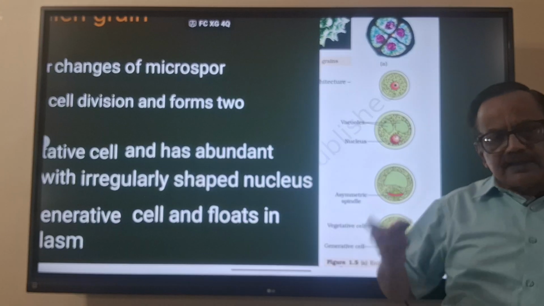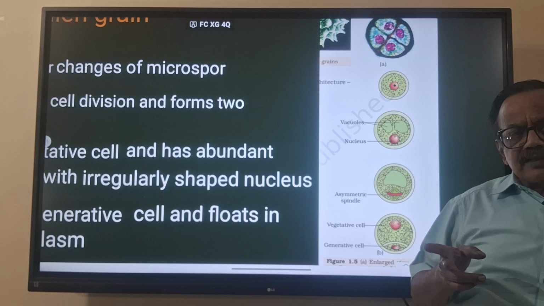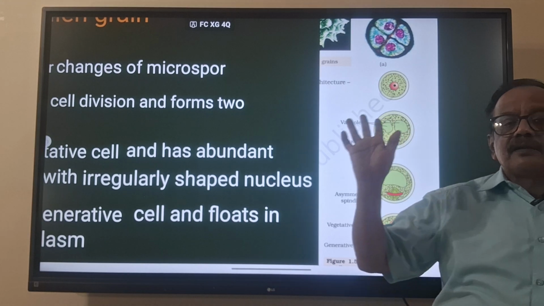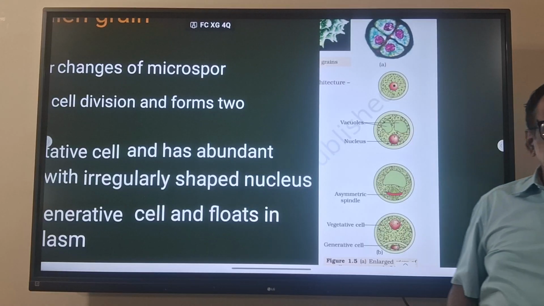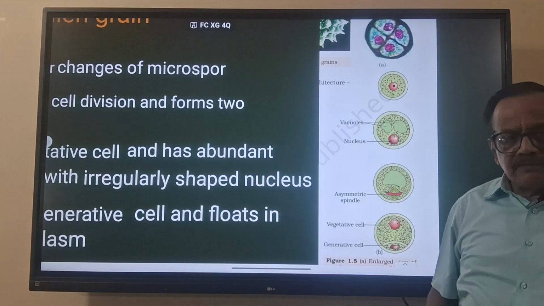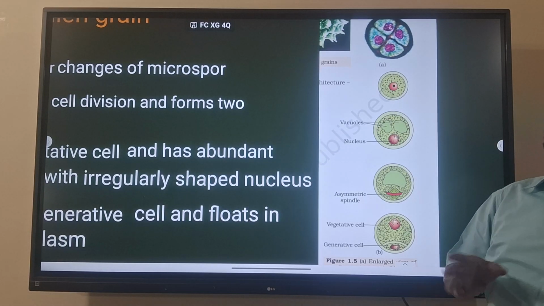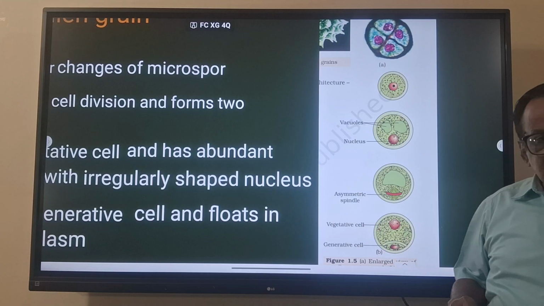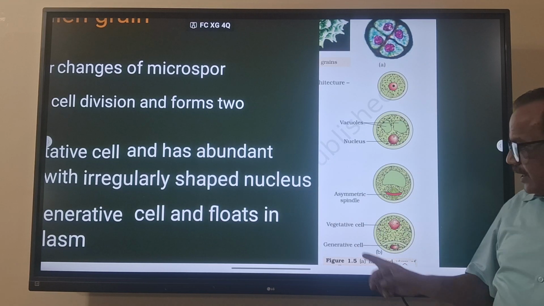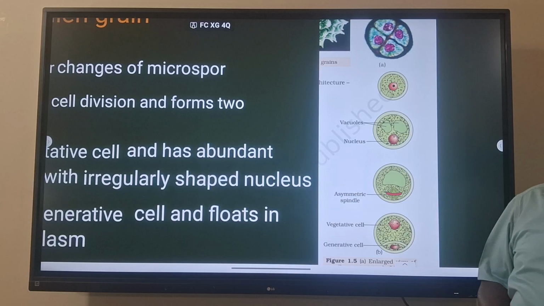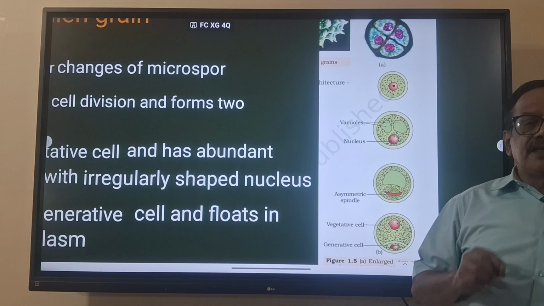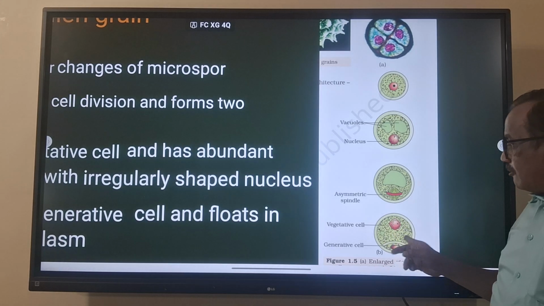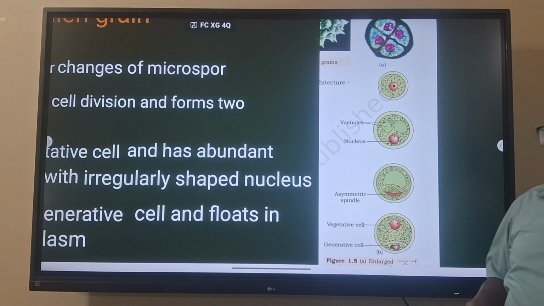When the mitotic division has taken place, the two cells are generally equal in size, but here the main thing is they are dissimilar. This is most important for NEET. One cell will be very big and the other cell will be very small. The big cell is called the vegetative cell and the small cell is called the generative cell. How small is it? It used to float in the cytoplasm of the vegetative cell.